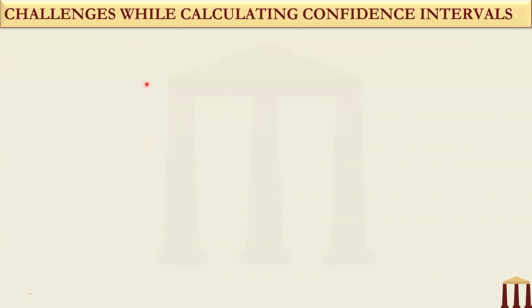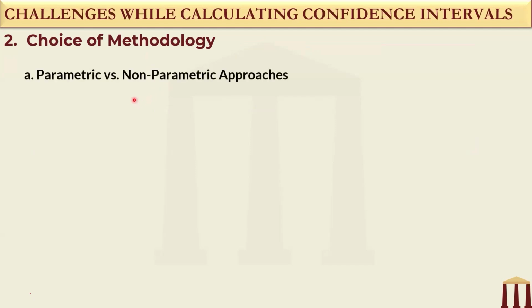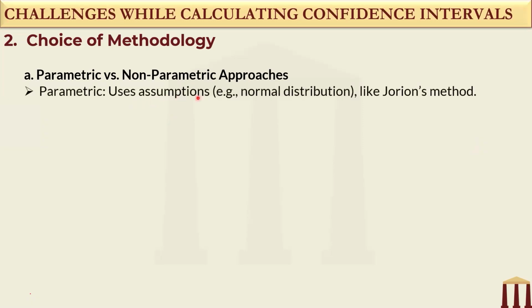That leads to our second challenge, the choice of methodology. So there are two big camps over here. You have the parametric camp and the non-parametric camp. Parametric approaches, like the one Jorian suggested, rely on theoretical assumptions and use asymptotic standard errors. But again, if the assumptions like normality are wrong, your results won't be reliable.